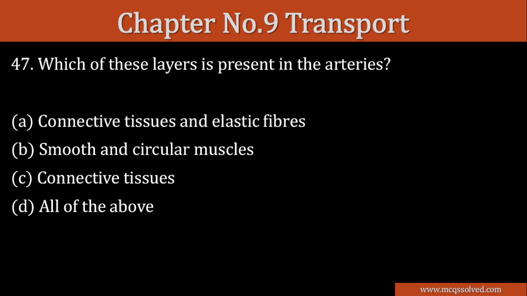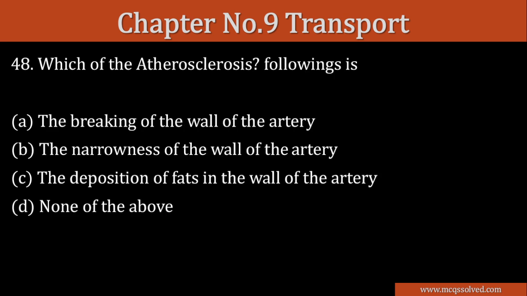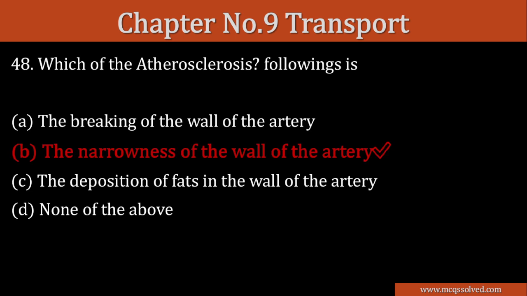Which of these layers is present in the arteries? The right option is connective tissue and elastic fibers, smooth and circular muscles, connective tissue. So all of the above are true. Now, which of the following is atherosclerosis? The right option is the narrowness of the wall of the artery.